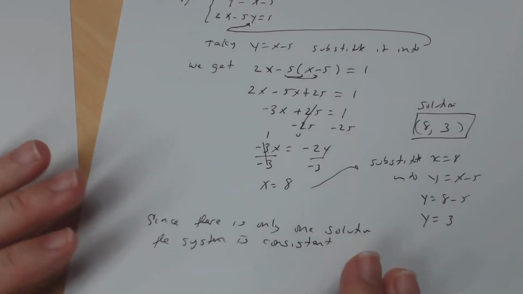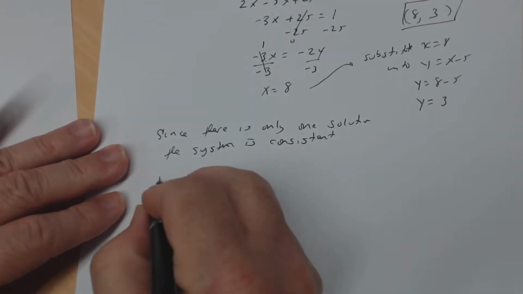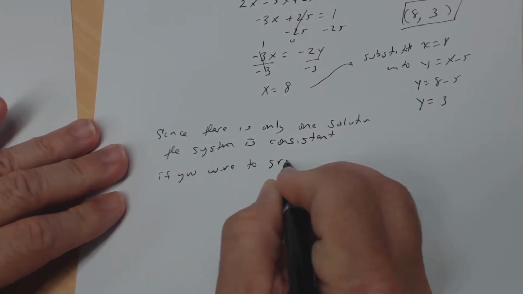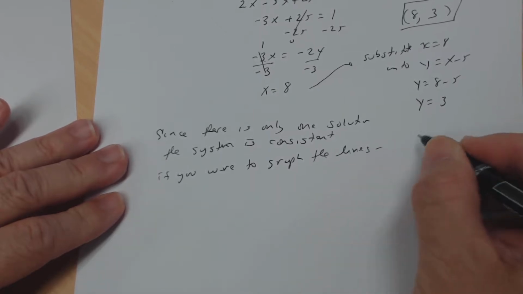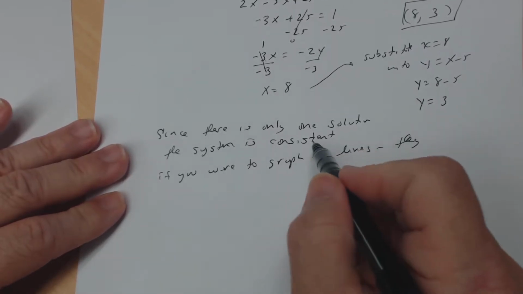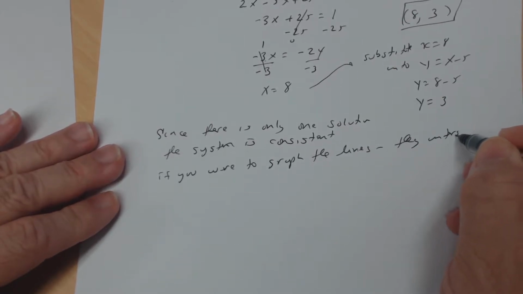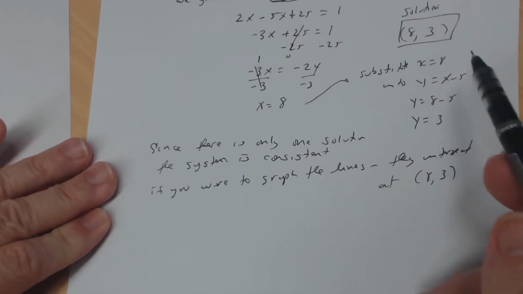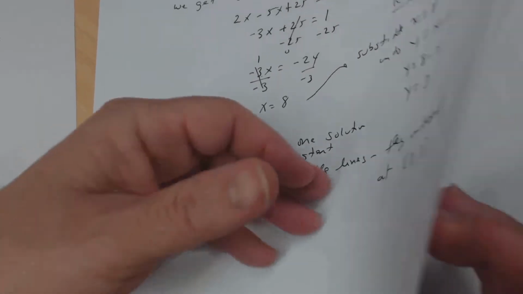Now remember what that means is that if it only has one solution, it means that if you were to graph the lines, they intersect, since there's only one solution, they intersect at one point. So they intersect at (8, 3). That's what that means, because that's your solution. That's where they would intersect. Okay? All right, let's look at number 2.